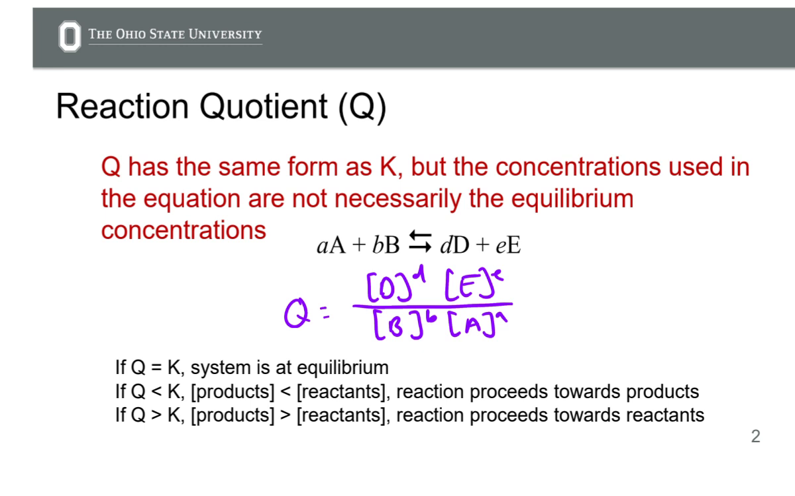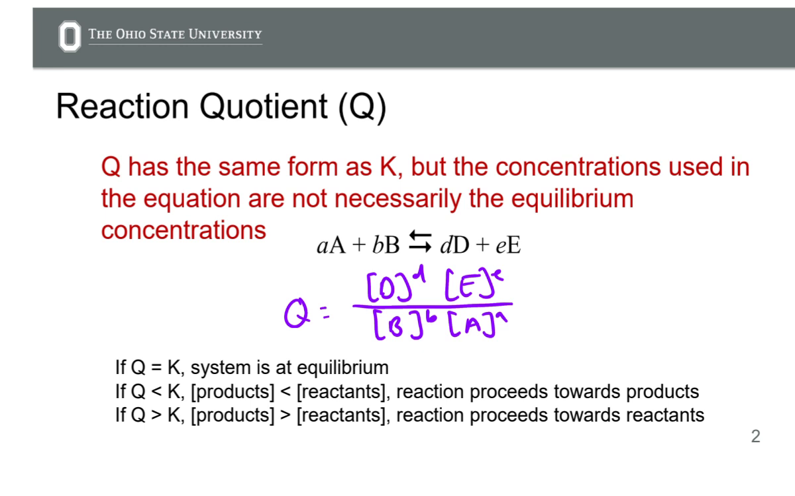What I'm going to end up doing is comparing the value of Q to the value of K. And if we find that Q is equal to K, that means that the reaction is at equilibrium. Okay, it's not going to go either to the reactants or the products. It is where it will be.